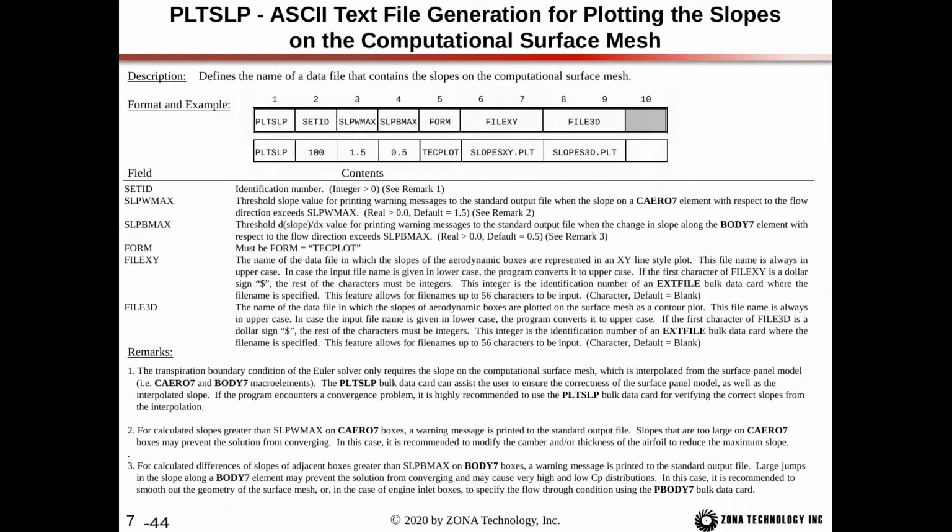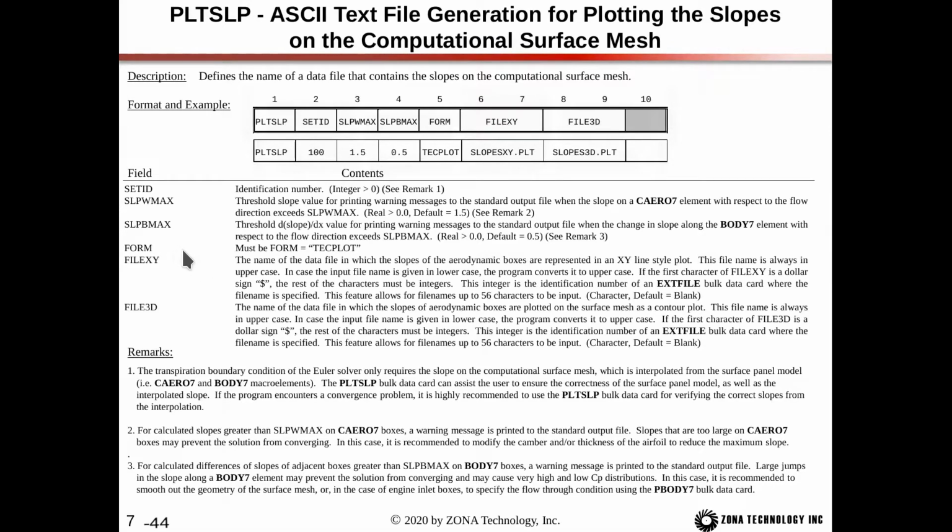And if you have trouble in the solver of ZEUS, you can try to figure out if it's caused by this condition. Next, SLP B max is the threshold derivative of the slope with respect to x for printing the warning message on the output file when the change in slope along a body 7 with respect to the flow direction exceeds this value SLP B max, and the default here is 0.5.